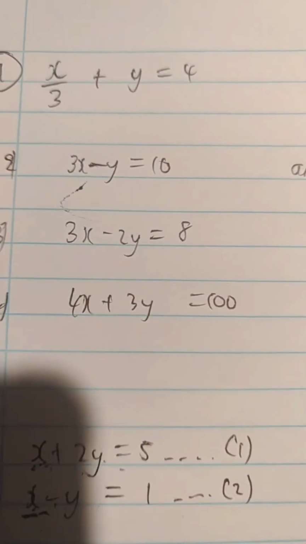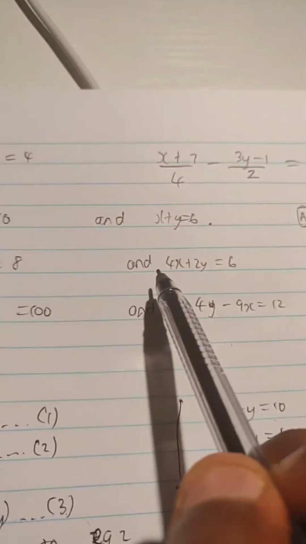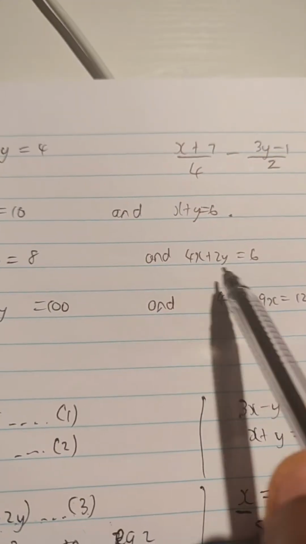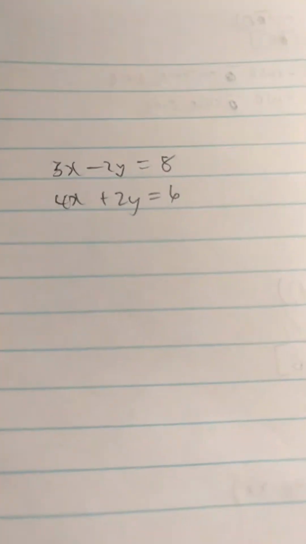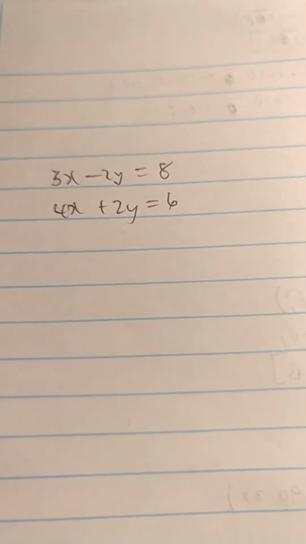Let's look at another one. 3x minus 2y is equal to 8 and 4x plus 2y is equal to 6. Let us use the substitution method again and solve for x and y. Here we are required to solve simultaneously for x and y.